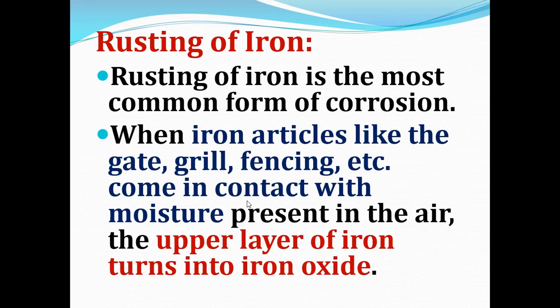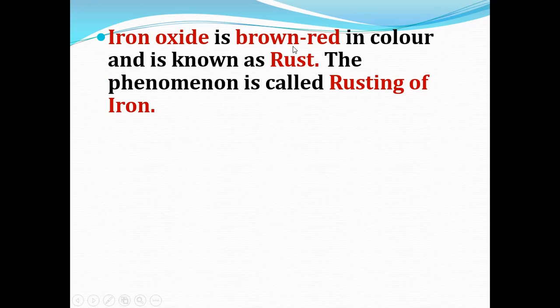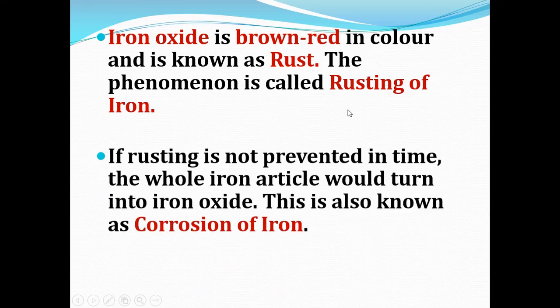Okay, understood. When iron articles like gate, grill, fencing come in contact with the moisture present in the air, the upper layer of iron turns into iron oxide. This iron oxide is brown red in color, which we call rust, and the process is called rusting of iron. Here the iron gets converted into iron oxide when it comes in contact with the moisture present in the air, forming a brown red layer over the iron, which is known as what? Rust, and the process is called rusting of iron.